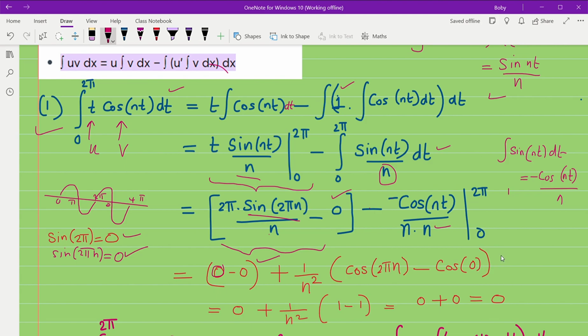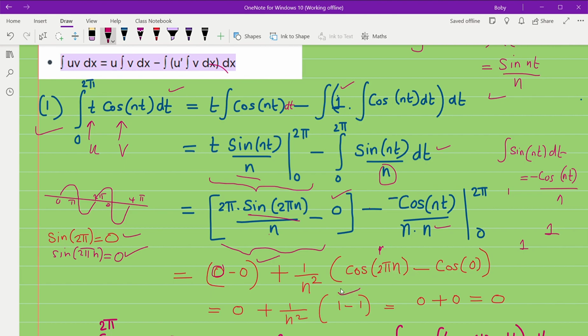So what is cos 0? We know cos 0 is 1. What about cos 2 pi? Cos 2 pi is 1. So this comes in the form 1 minus 1. So this is 1 and this is 1. So that is 1 minus, because cos 0 is 1, cos 2 pi is again 1. Cos 2 pi n is also 1. So 1 minus 1 is equal to 0.